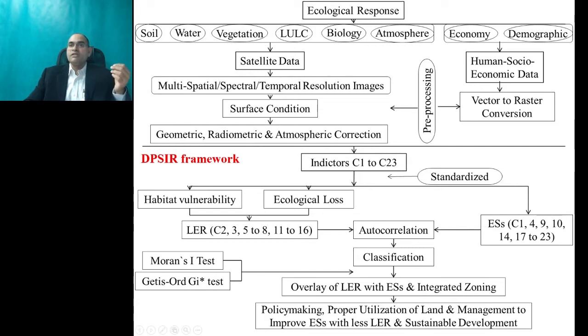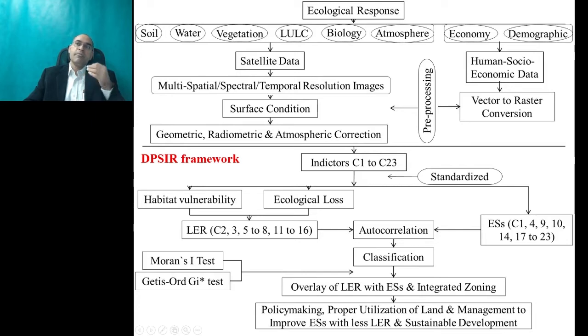So I make an object-oriented layer like LER, meaning land ecological risk, and ES, meaning ecosystem services. Earlier, land ecological risk and ecosystem services, when we correlate or overlap them, we get a different type of information. Earlier we had just direct information. Now we make a specific combination and make three different layers: habitat vulnerability, ecological loss, and ecosystem services.